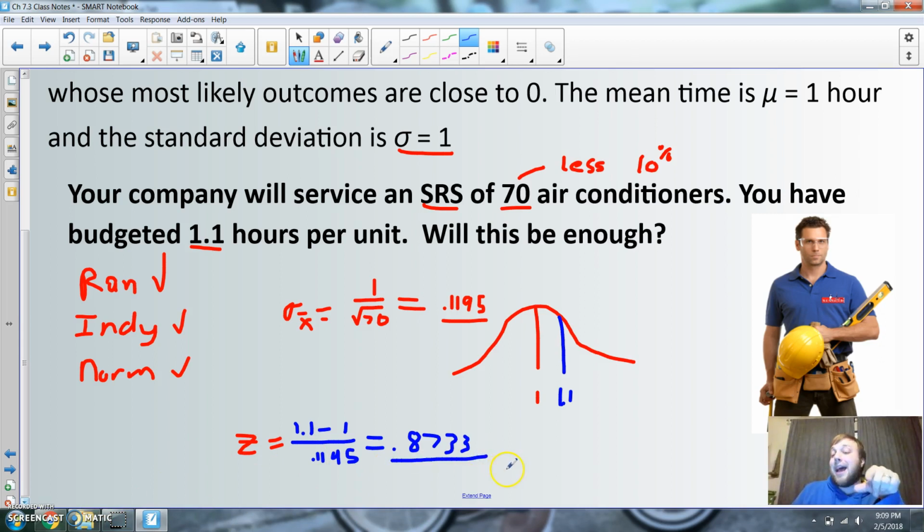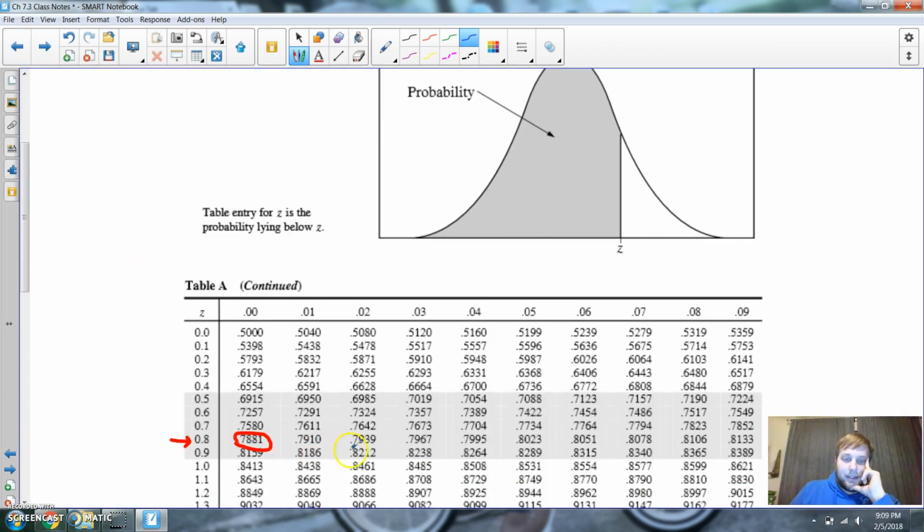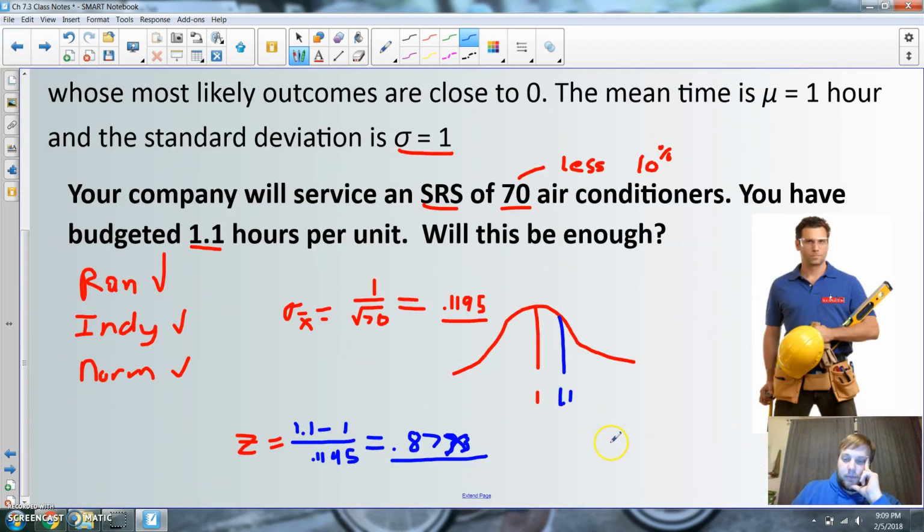Now remember, this is not our percentage. That's a z-score, so let's look at our z-score table. 0.8733, by the way, that'll round to 0.87. Would you guys agree? Let's look for it. Here's 0.8, so let's go to 7. Right there, so at about 0.8078. Alright, so what does this mean? P equals 0.8078. Let's put that decimal on there too.